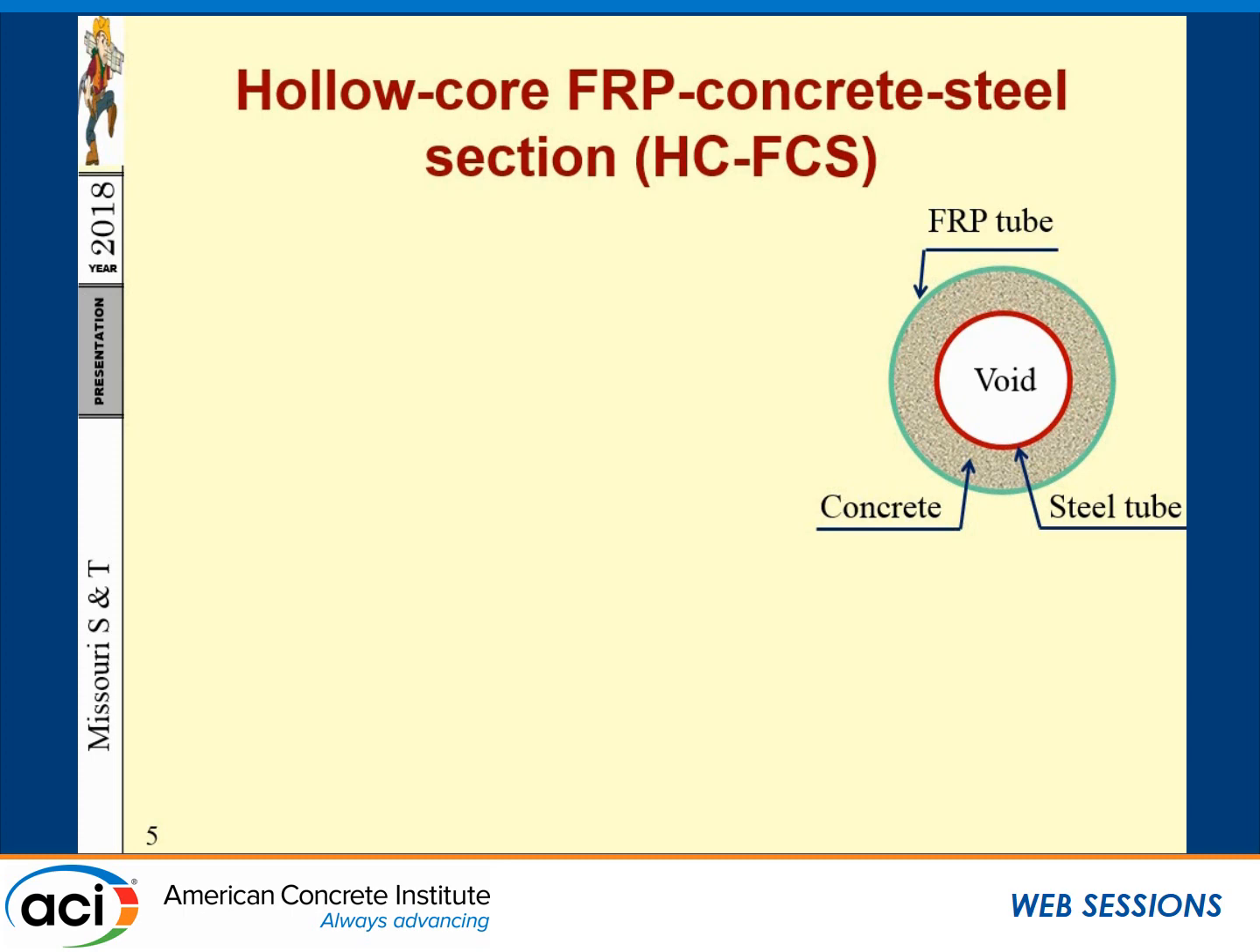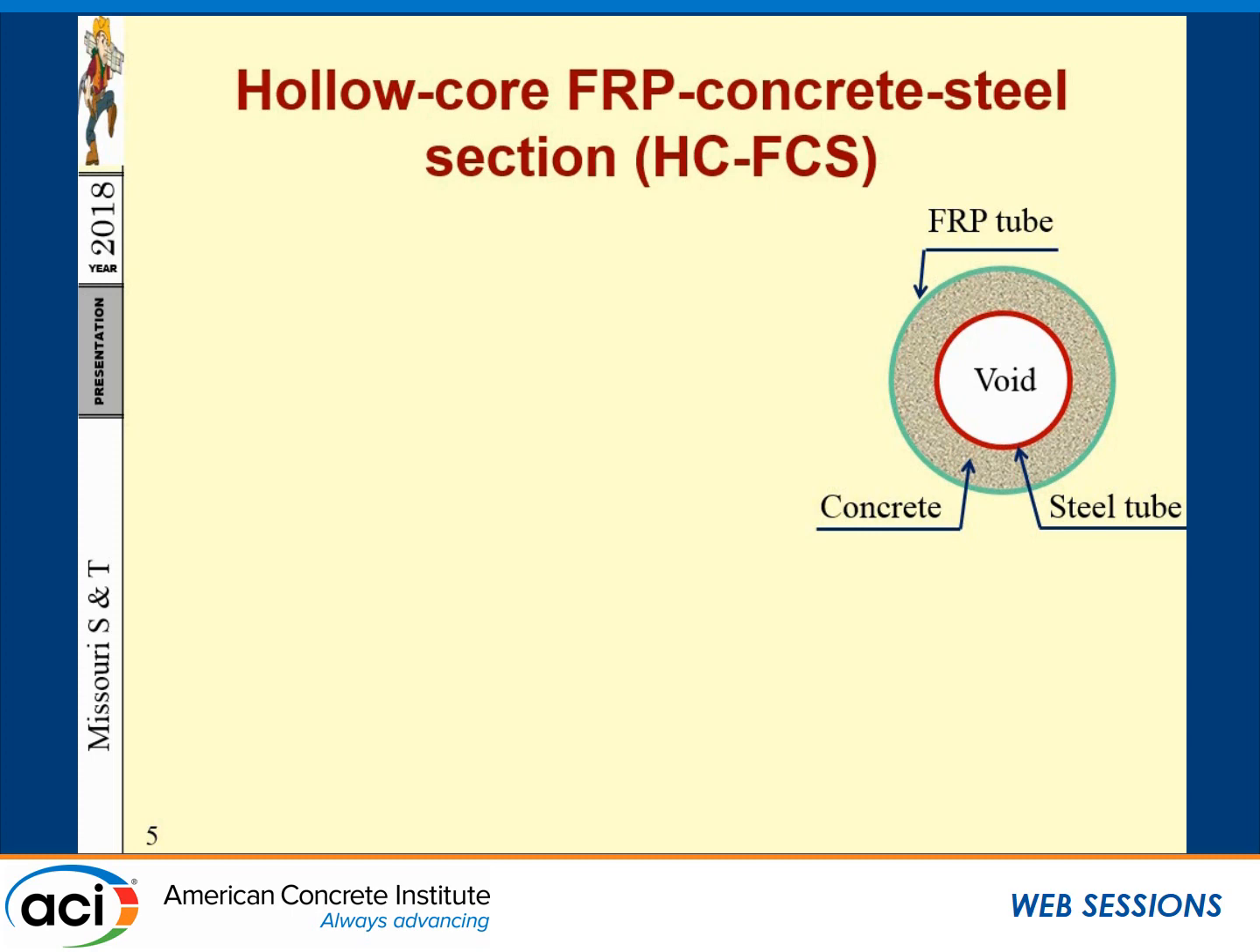This is what we came up with. We have three hybrid materials. We start with fiber-reinforced polymer tubes on the outer side, we have concrete, and then we have a steel pipe in the middle. So we have a donut cross section: in the middle you have steel, on the outer side you have the FRP, and between them you have concrete.